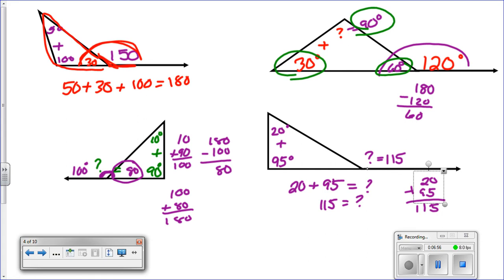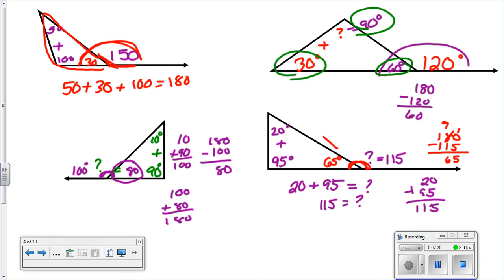115 plus what? These two are supplementary, right? So that means they add up to 180. So 180 minus 115. Borrow, and that becomes a 7, and that's 10. So that's 5, 6, so that means this is 65 degrees.